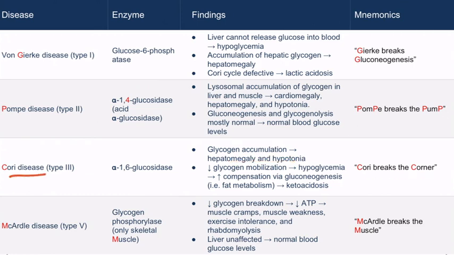As a summary, notice that Cori disease and von Gierke disease are the two glycogen storage diseases that result in hypoglycemia. Von Gierke disease results in a lactic acidosis, and Cori disease results in a ketoacidosis. Pompe disease and McArdle disease both have normal blood glucose levels. And finally, Pompe disease affects the heart, and McArdle disease only affects skeletal muscle tissue.